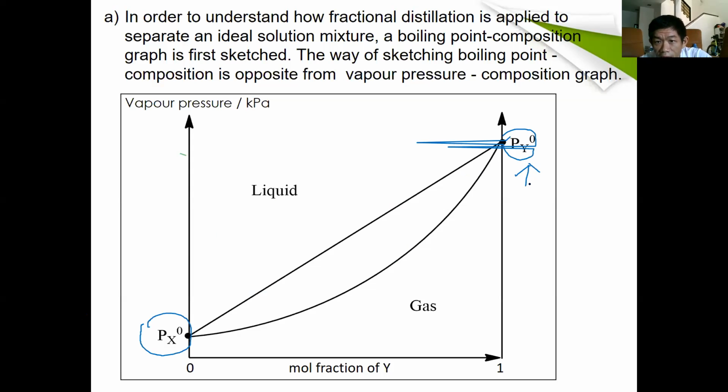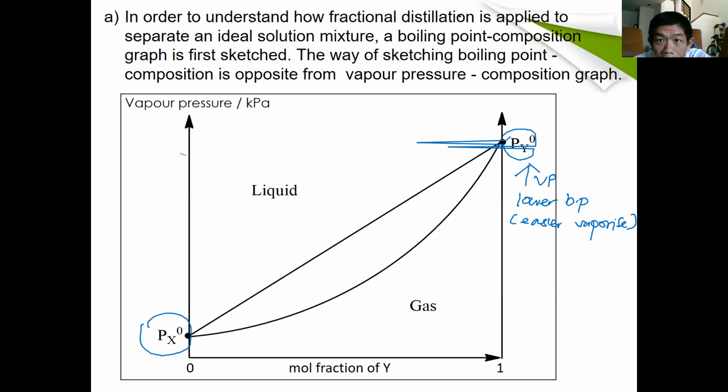When you have a higher vapor pressure, that means you have a lower boiling point, which means it's easier to vaporize. There's another form of graph that can be expressed from this vapor pressure composition curve, which is the boiling point composition curve. So how is the boiling point composition curve sketched?